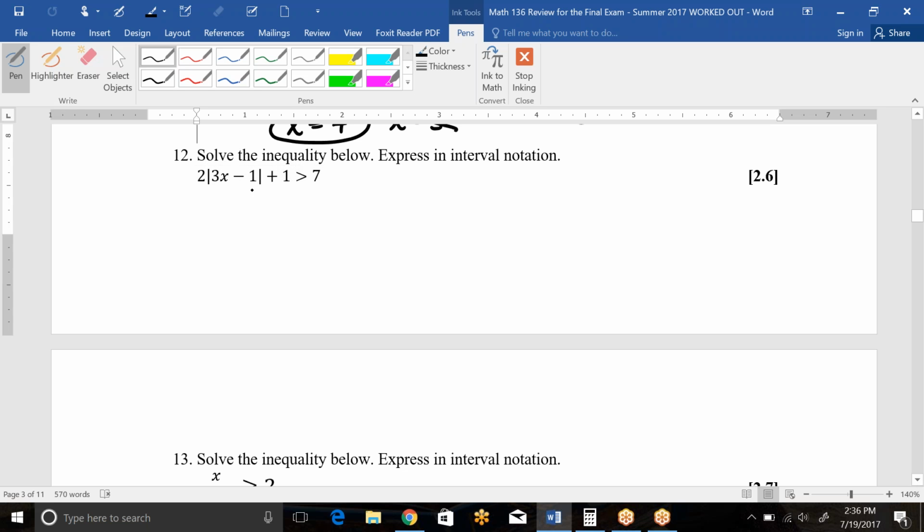So I'm going to first of all isolate the absolute value. So we'll subtract the 1 over. So that would make that 6, and then divide by 2.